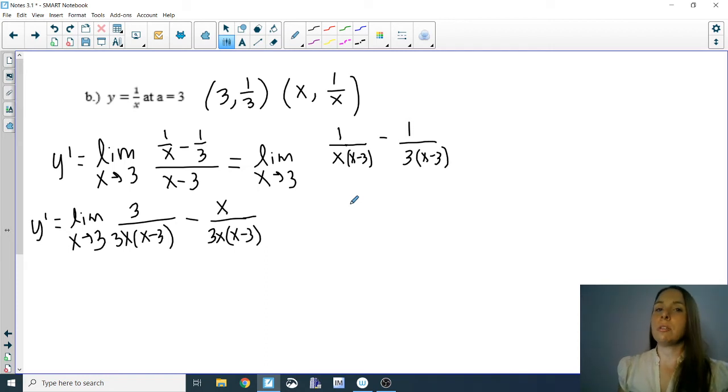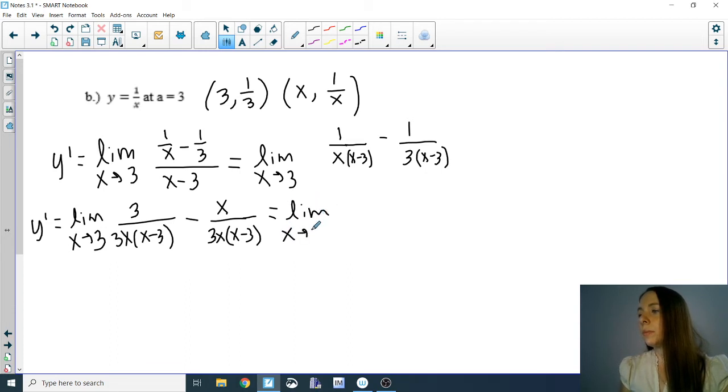So that's an algebra step that I know sometimes students struggle with. You just sort of have to practice it and get used to it. You need to be able to do a common denominator. Bring along the limit. And we can now combine these because we have the common denominator of 3x times the quantity x minus 3.